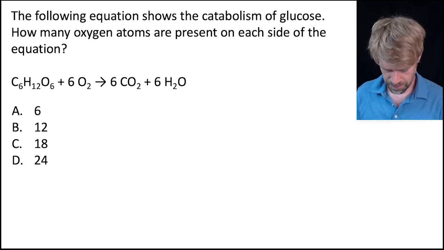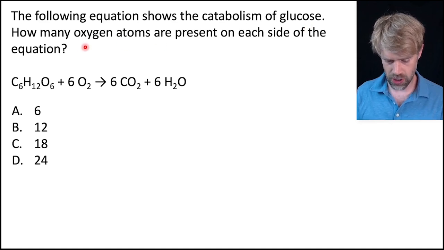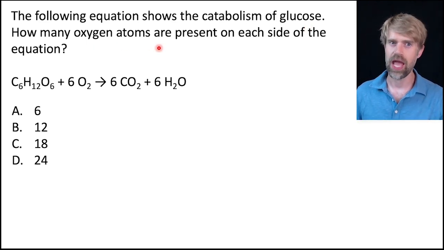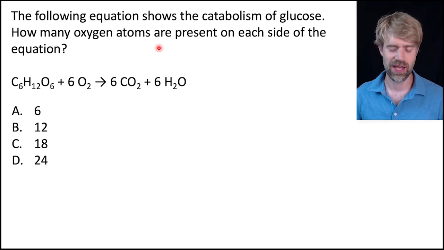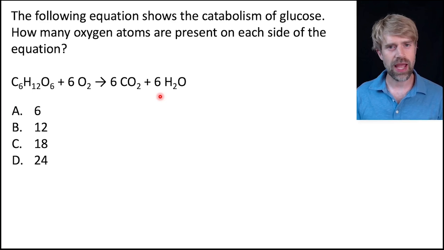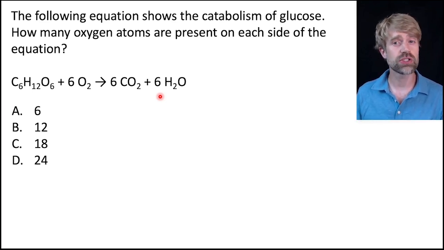Here's a first one. The following equation shows a catabolism of glucose. How many oxygen atoms are present on each side of the equation? Now, if you get a question like this, you're very lucky because you don't actually have to do any balancing. The equation is already balanced. We have these numbers here. You just have to worry about correctly counting the number of oxygen atoms.